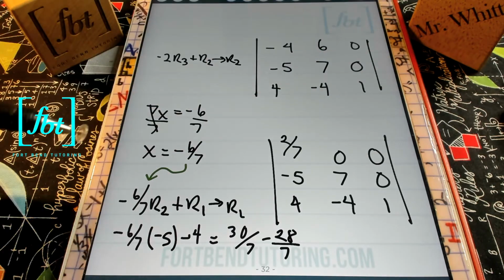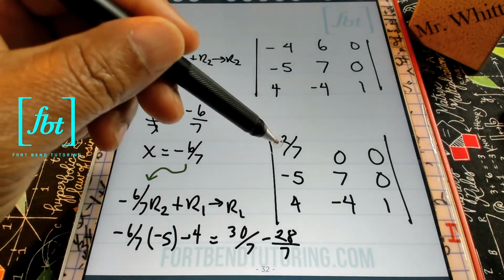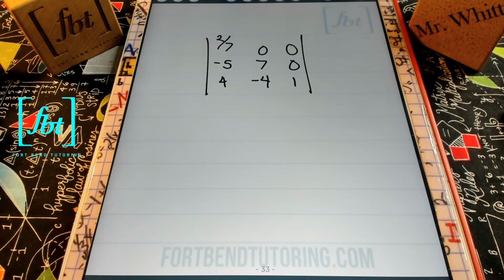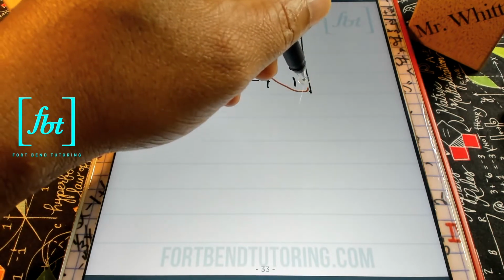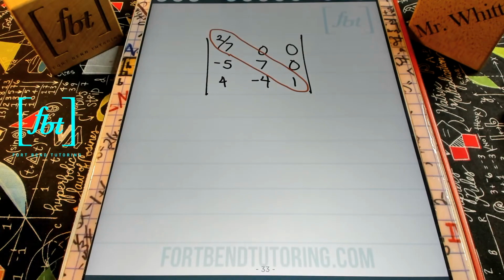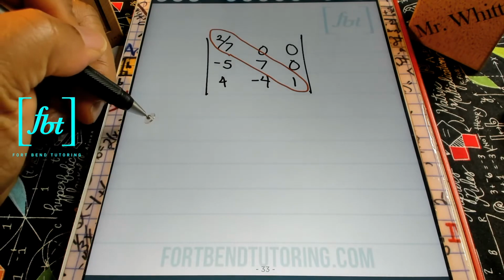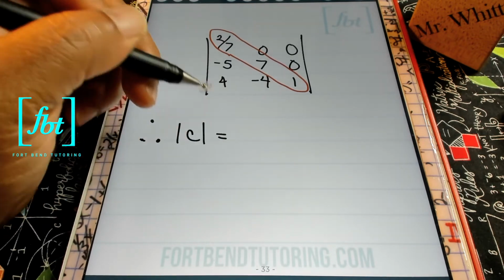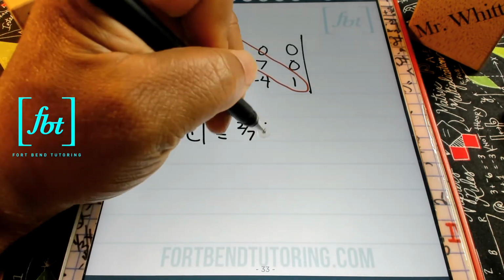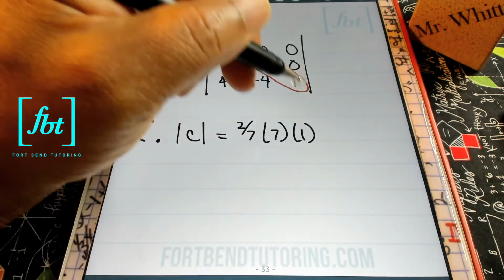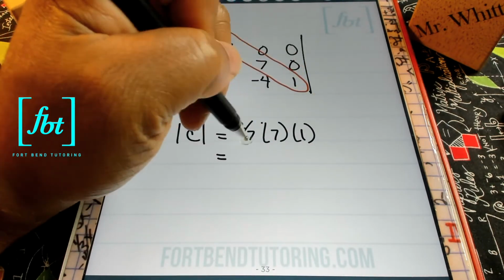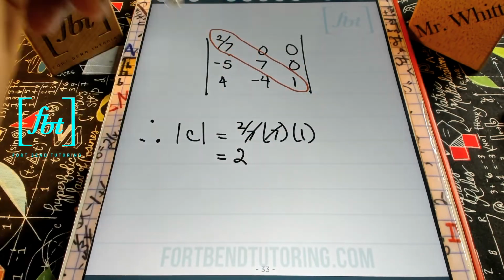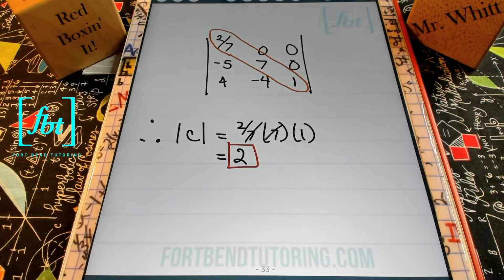All right, so the only one we had to get stressed out about was the first term. Okay, so now we have our triangular matrix, and we can multiply this main diagonal to find out our determinant. Therefore, the determinant of C equals 2/7 times 7 times 1. The 7s will cancel out, and 2 times 1 is 2. Red, box it. Just like that, guys. And that completes problem number 7.